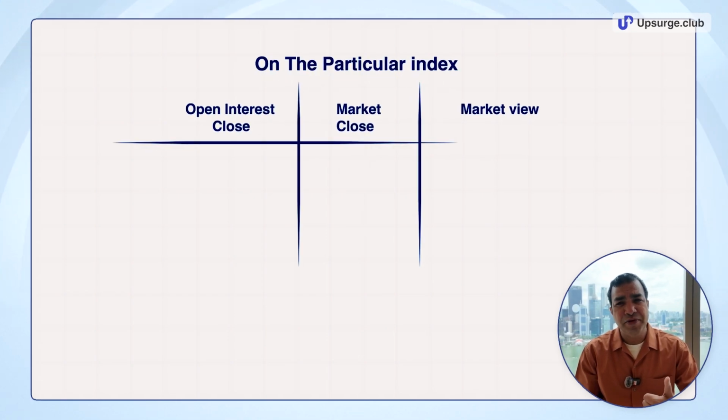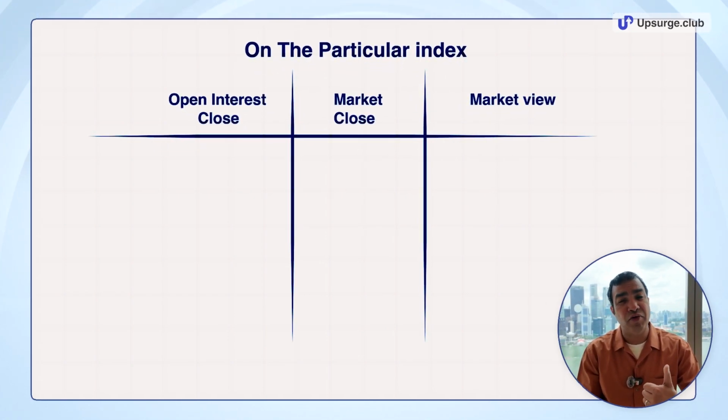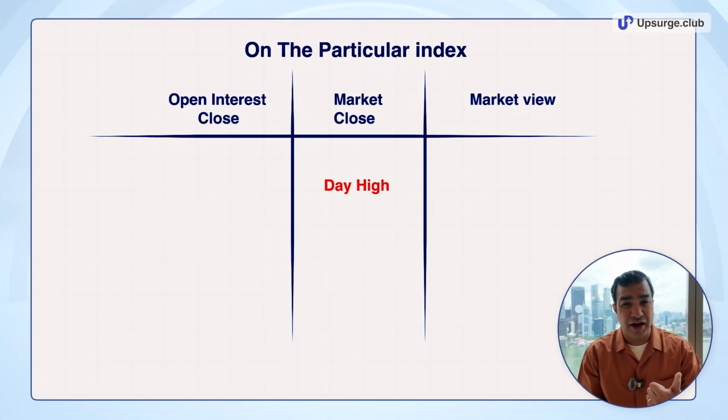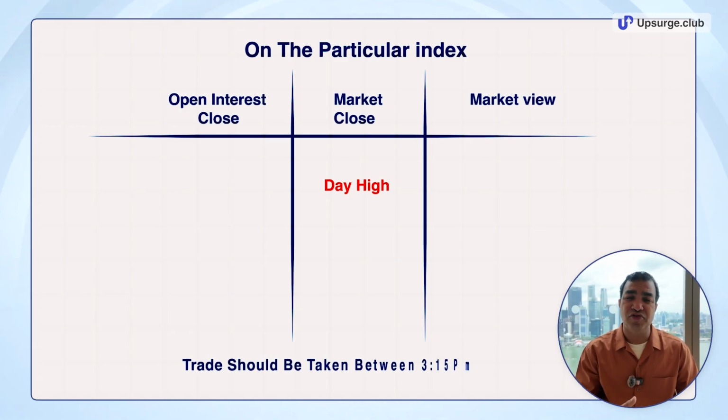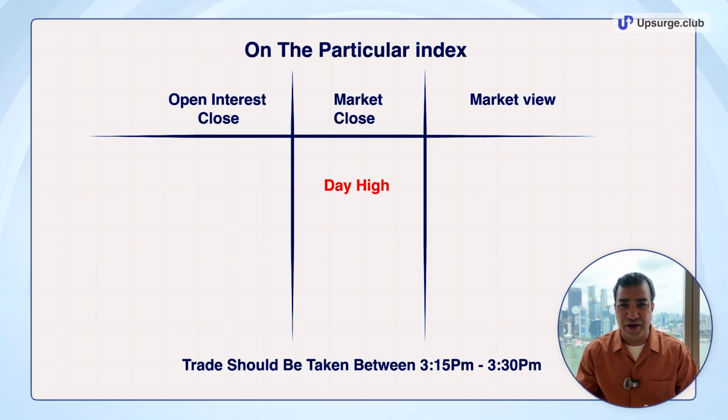So on those lines, I would watch for the following parameters to be fulfilled if I wanted to go and take a trade on the BTST strategy. So what are the things? First and foremost, on that particular index, the market should be closing near to the day's high, or in fact closer to the day's high. And this particular strategy I would normally look to take between 3:15 to 3:30.